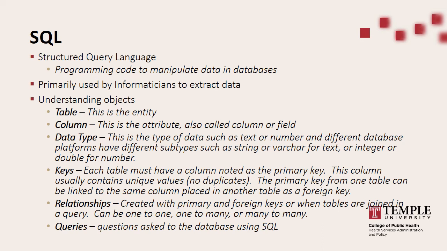Keys. Each table must have a column noted as the primary key. This column usually contains unique values and does not allow duplicates. The primary key from one table can be linked to the same column placed in another table as a foreign key. Relationships. Relationships are created with primary and foreign keys or when tables are joined together in a query. And there can be a one-to-one, one-to-many, or many-to-many relationship. Queries are simply questions that are asked to the database using structured query language.